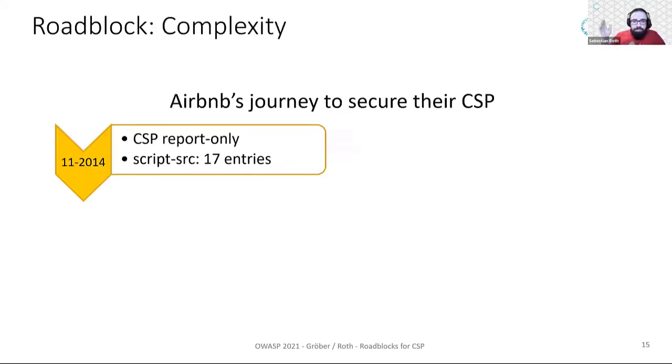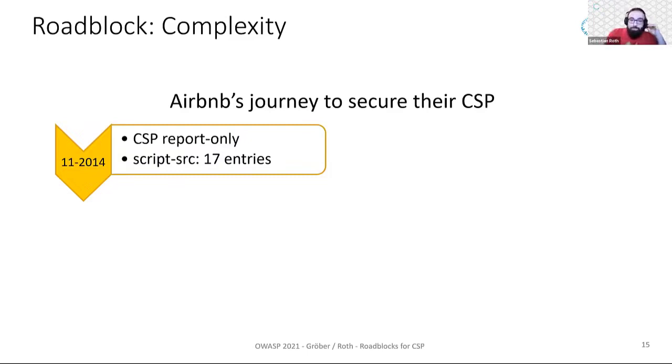In a study published last year, we were able to take a look at how CSP has evolved over the course of time. This longitudinal lens allowed us to take a closer look at the development cycle of CSP in real-world web applications. In this case, it's Airbnb's journey to a secure CSP. They started with a policy in report-only mode, and that's already good because that's the way to go. And they started in November 2014 with 17 entries in their script source.